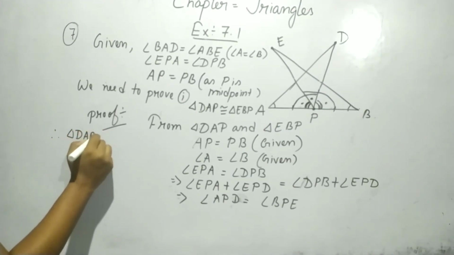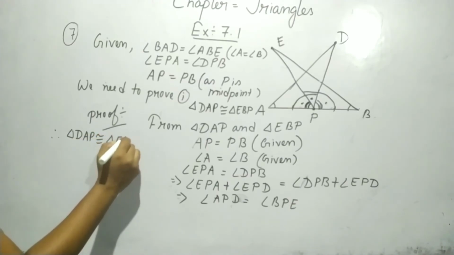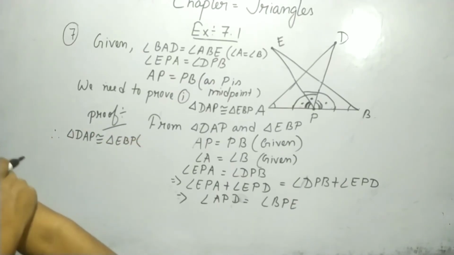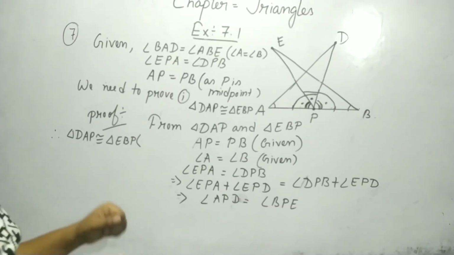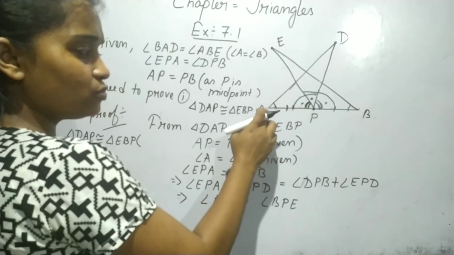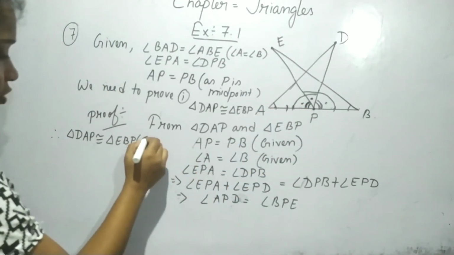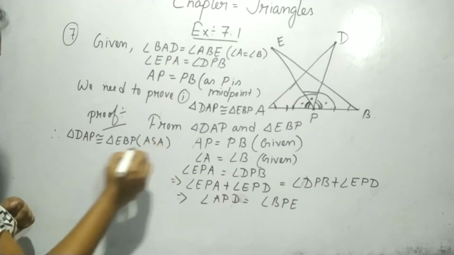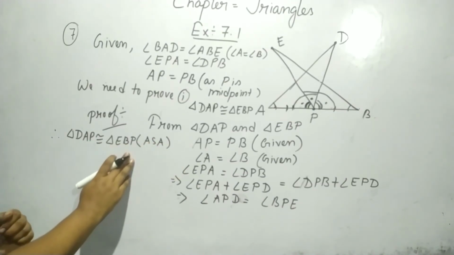Now I can write, therefore, triangle DAP is congruent to triangle EBP. Now what rule is it? Look, I am taking this angle and this side, so it should be angle side angle. So it is angle side angle. Okay, so this is our first proof.